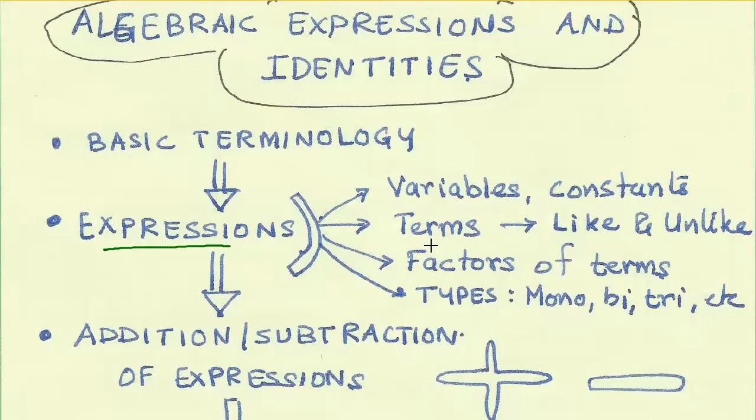Then we will discuss terms. What do we mean by like terms? What do we mean by unlike terms? Then we look at what we mean by factors of terms. And then another important definition that we need to remember is the types of expressions, and in this chapter we are going to focus on monomials, binomials, trinomials and polynomials. So that is what we are going to look at in the terminology section.